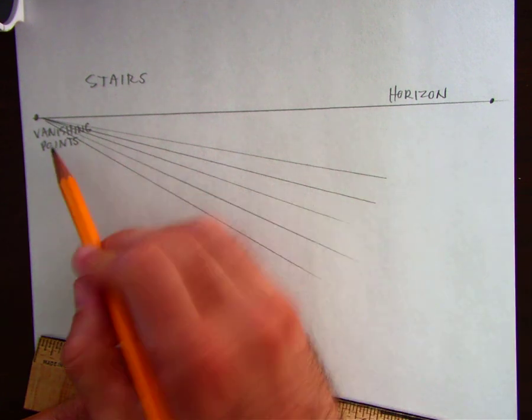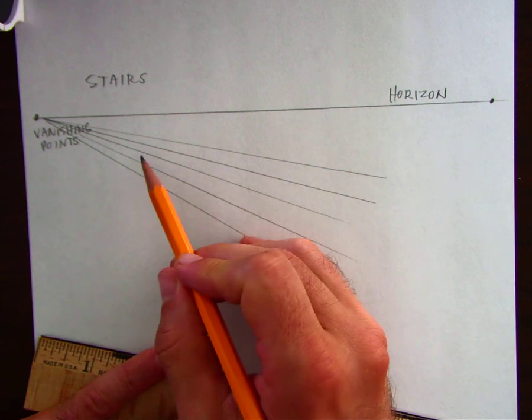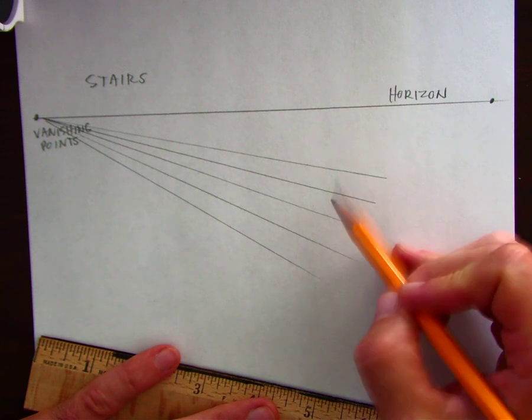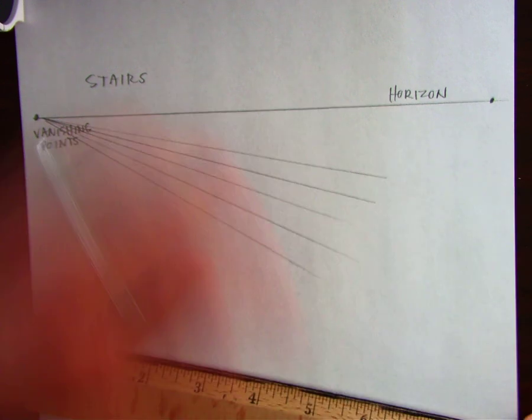So we're actually done with the left vanishing point. I've got 5 lines going that way. Next, I'm going to switch between the right vanishing point and verticals. I'm going to zig and zag.